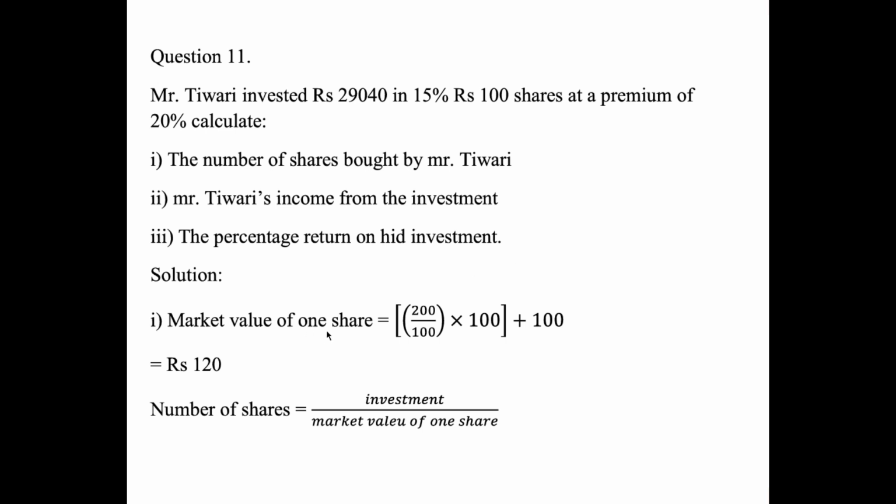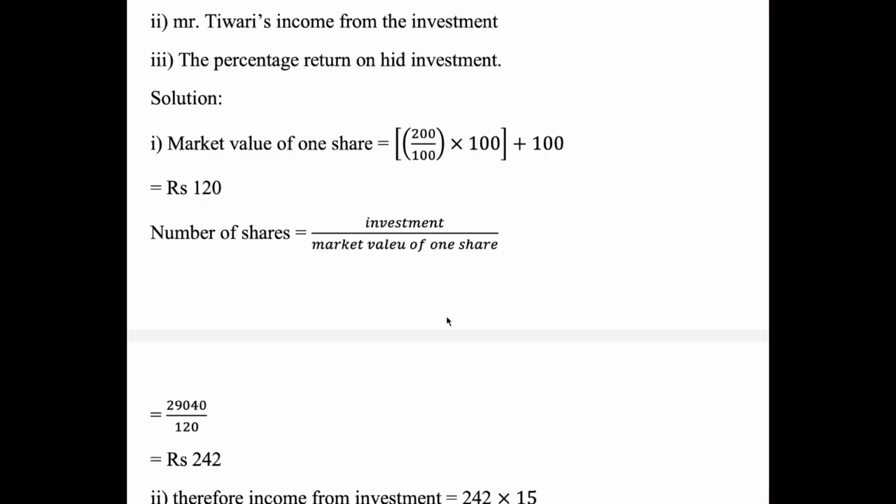So market value of one share 200 by 100 into 100. Actually it should be 120 by 100 into 100 plus 100. Okay. So 120, because it is 20% premium. This is a typing mistake.